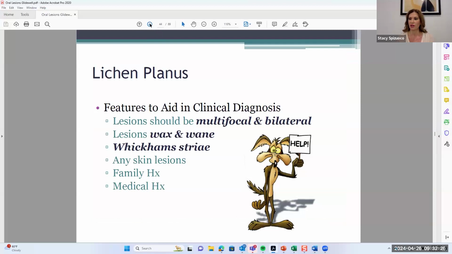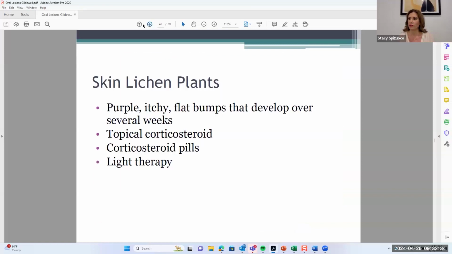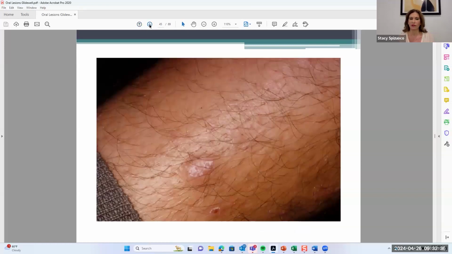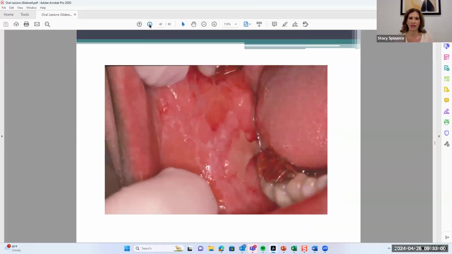The lesions on the skin are going to look kind of purple, and they're a little bit itchy. They're flat bumps and can take several weeks to develop. In that case, I would probably send to a dermatologist, but the medicine you want to give would be a topical corticosteroid, pills, or some kind of light therapy, which I know dermatologists are completely against, but it helps. That was the next slide. And then there are more examples on the gingiva and the cheek again, just to see that lace-like pattern.